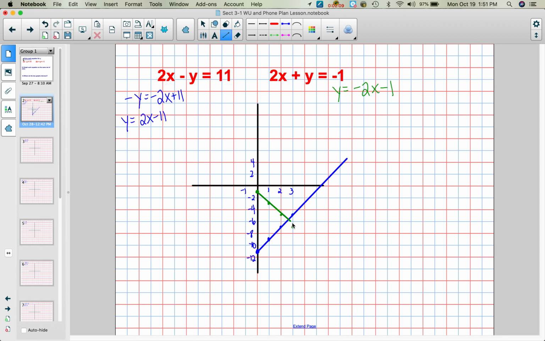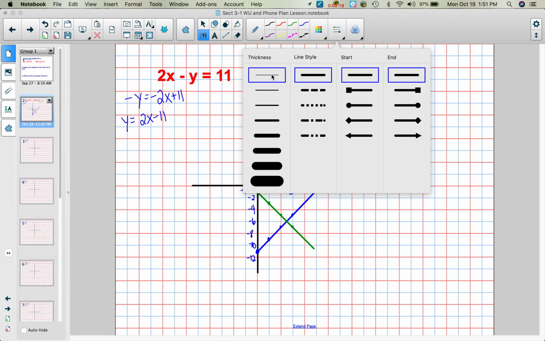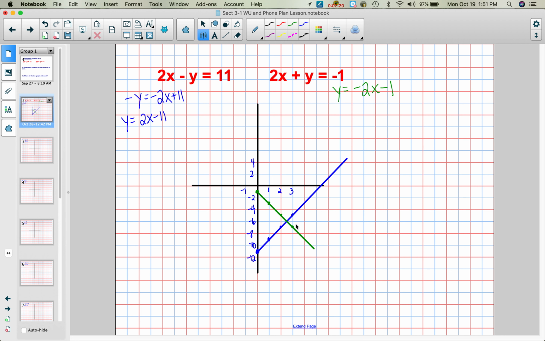So if I graph this, and then my question was to find where they intersect. So it appears, when I look at this, that it intersects at the point 2.5, negative 6, as far as I can tell if I've done a careful graph. So sometimes it's hard to tell exactly where it intersects.